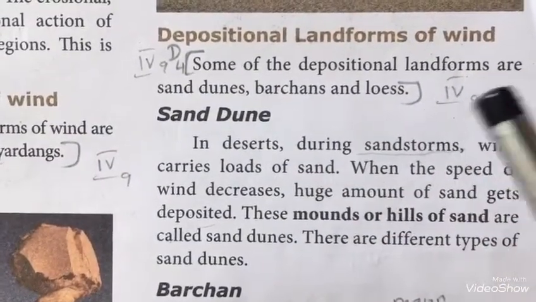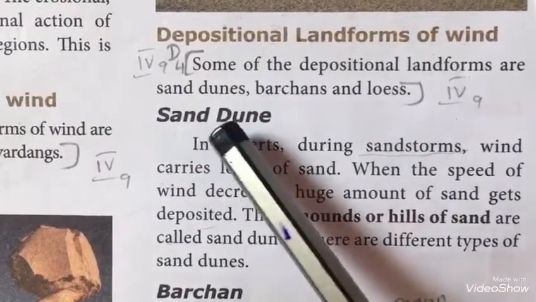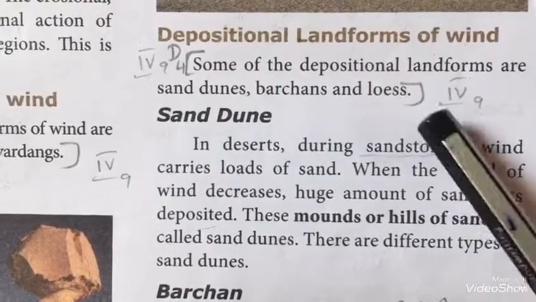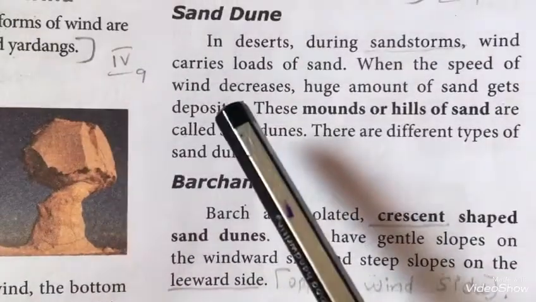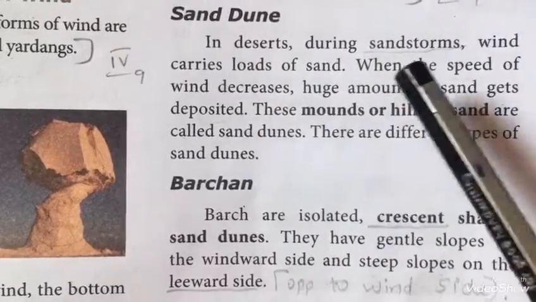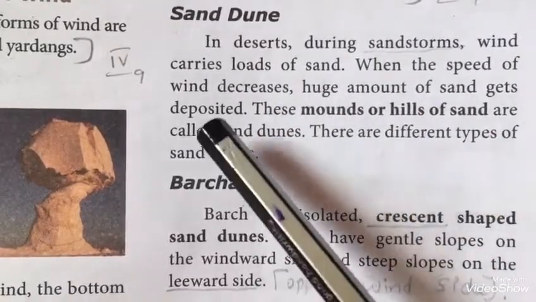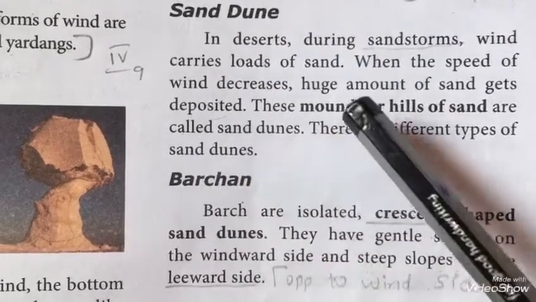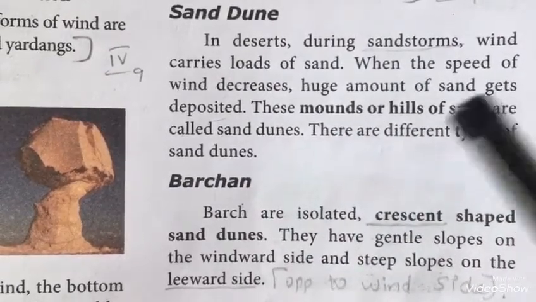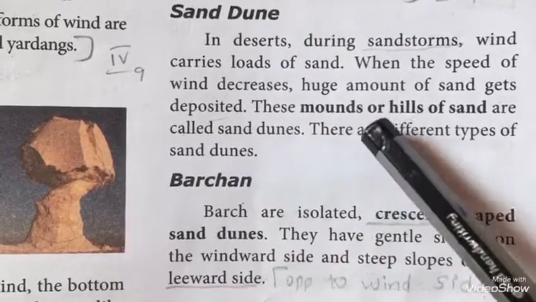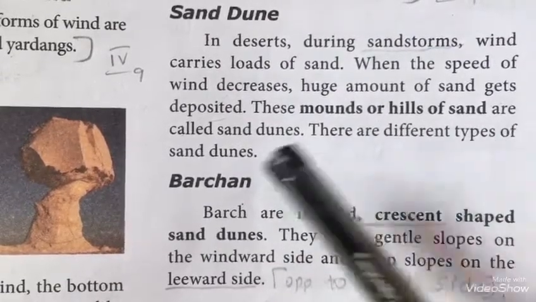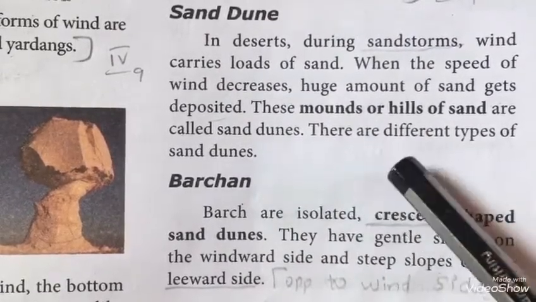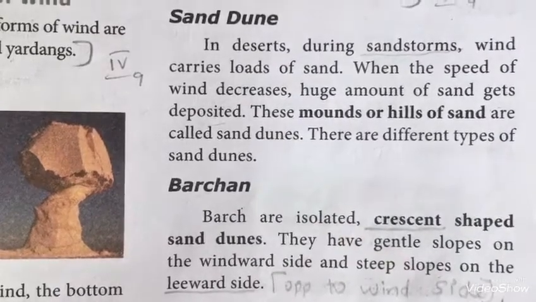Depositional landforms of wind are sand dunes, barchans and loess. Sand dunes. In deserts, during sandstorms, wind carries loads of sand. When the speed of wind decreases, a huge amount of sand gets deposited. These mounds or hills of sand are called sand dunes. There are different types of sand dunes.